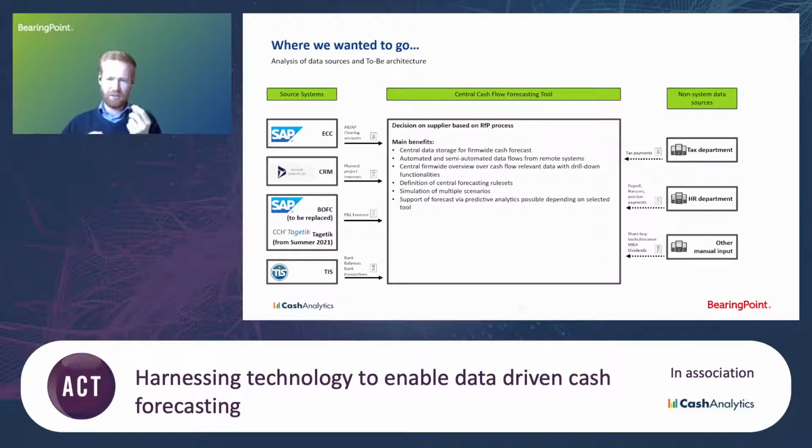We actually had a system switch during the implementation from SAP BOFC to Tagetic, which spiced things up a little bit. And ultimately, when you're looking at forecasted cash flows, you always have to look at historic cash flows. So we had our bank balances and bank transactions coming in from TIS. Here again, talking about upstream processes, we decided not to take actual cash flows from our SAP solution, as this would have meant completely revamping our reconciliation processes in the accounting businesses.